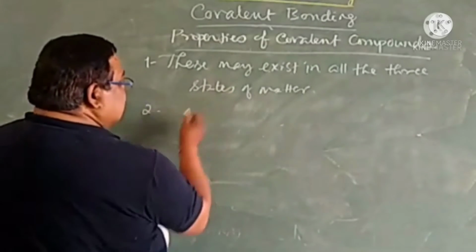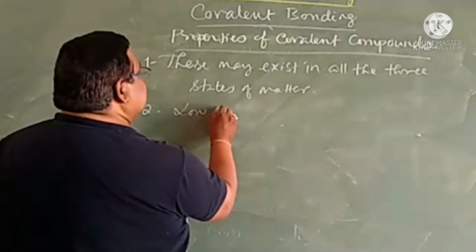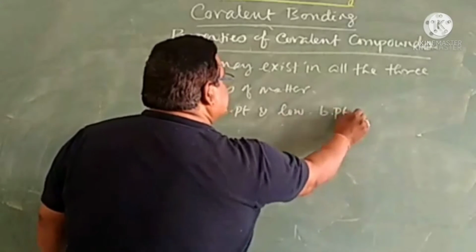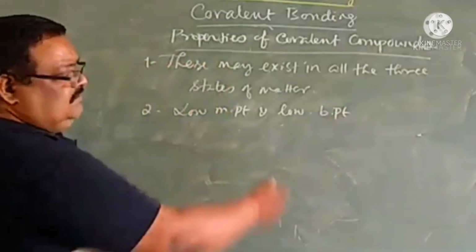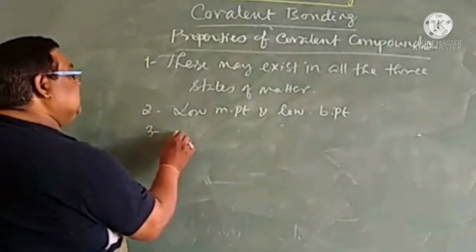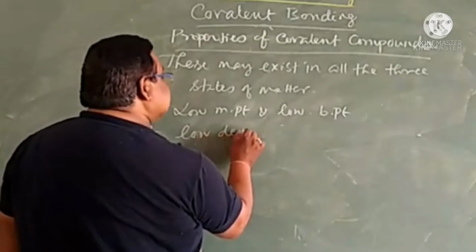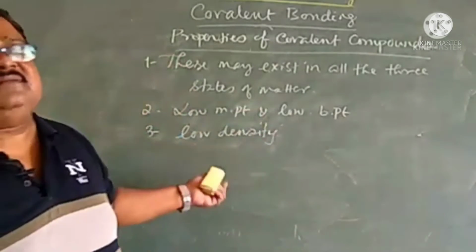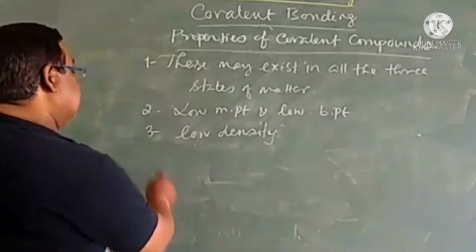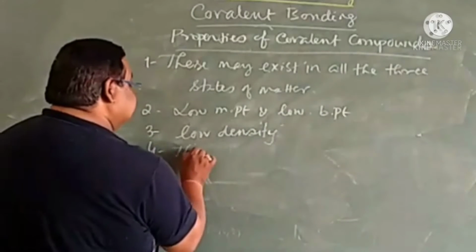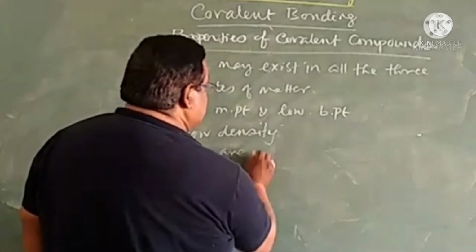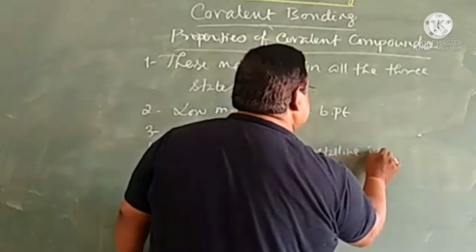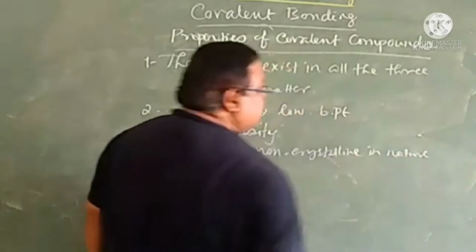Secondly, generally these have low melting point and low boiling points. In case of ionic compounds, this was high melting and boiling points. Generally, these have low densities. In case of ionic compound, those have high density, and these are non-crystalline in nature. Normally, these are non-crystalline in nature.